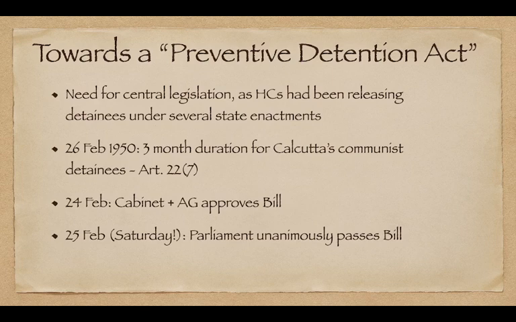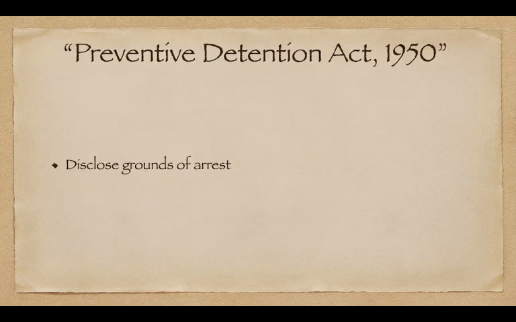So all of this meant that this rush towards a preventive detention bill was taken up by the government, and on this special Saturday session on 25th Feb 1950, the Preventive Detention Act was unanimously passed by the Parliament of India, and it was under this 1950 Preventive Detention Act that Mr. A.K. Gopalan was arrested. What was special about this Preventive Detention Act of 1950?